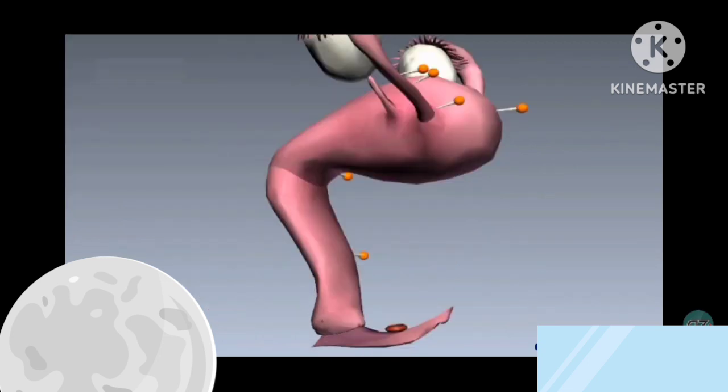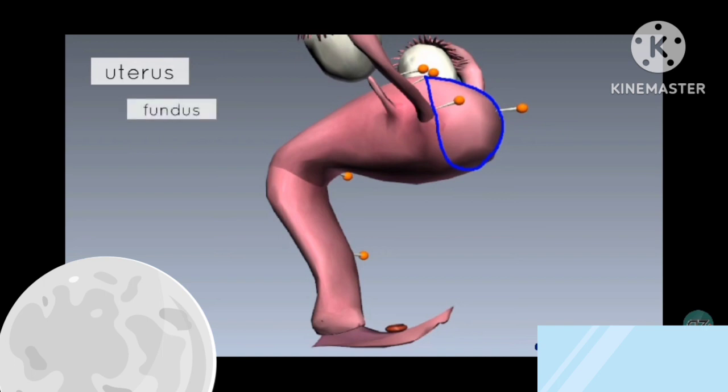So there are 3 parts to the uterus. You've got the dome-shaped superior part of the uterus, which is called the fundus. And this part of the uterus lies superiorly to the point where the uterine tubes enter into the uterus. And then you've got the bulk of the uterus, which is known as the body, and this is the main part of the uterus. And then inferiorly you've got the cervix of the uterus. So the cervix is the neck of the uterus.